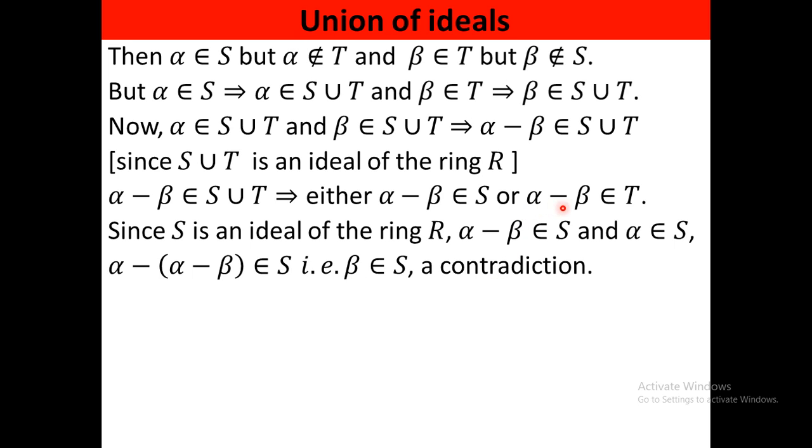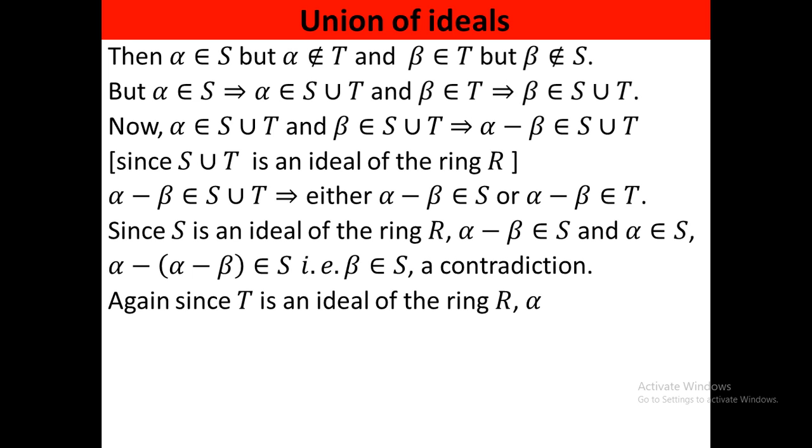Again, if we take alpha minus beta as an element of T, then that condition and beta belongs to T both imply something. Here T is an ideal. So I write down, since T is an ideal and alpha minus beta belongs to T and beta belongs to T, then we consider the sum of those two elements. That means beta plus alpha minus beta belongs to T.